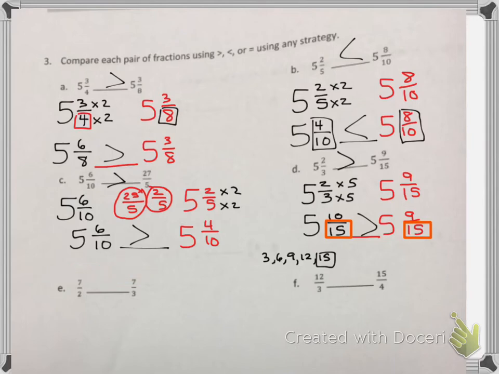I want you to finish the rest here. I'm going to try E, try F on your own. And if you struggle with it, then make sure to watch the video closely in order for you to understand what we are doing here. So solve E and F. You got to make them into mixed numbers. So do that first.